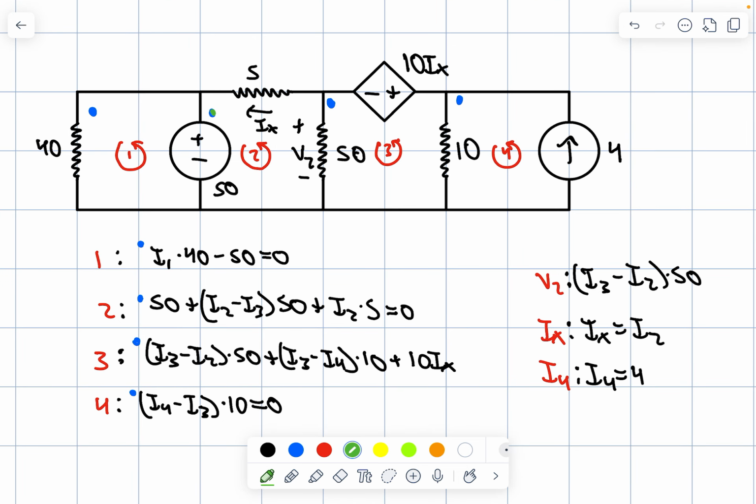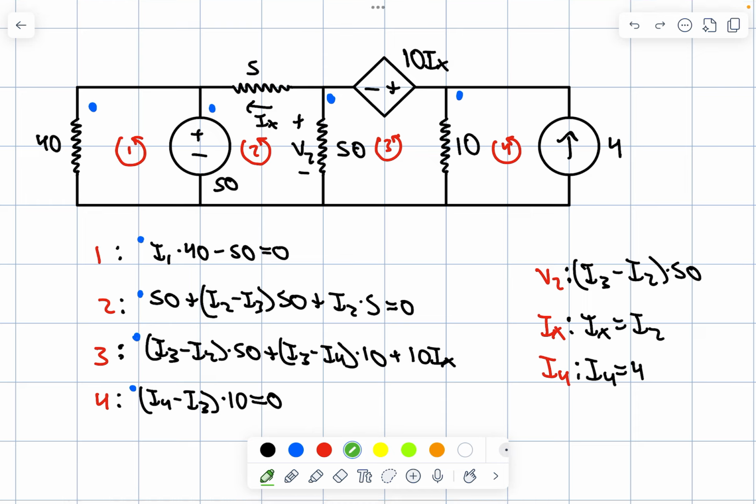I'm going to start right here again. We're flowing through the positive end now of a 50 volt source, so add 50. Then over here, we're flowing through, ignore V2, okay? We're flowing through the right direction with I2, the wrong direction with I3 across a 50 ohm resistor, so that's I2 minus I3 times 50. Then we've got I2 flowing across a 5 ohm resistor and nothing flowing the wrong direction, that's I2 times 5.